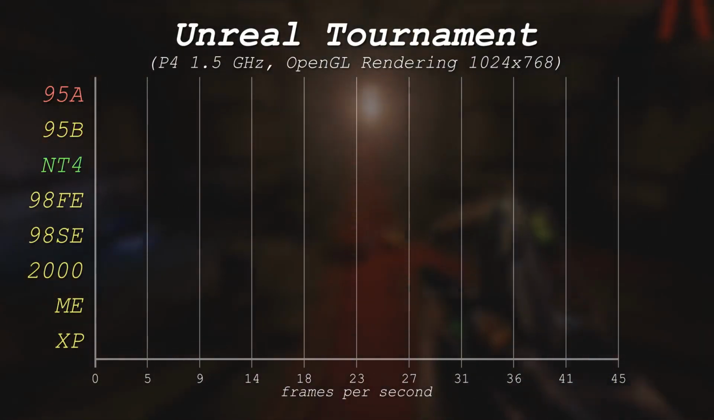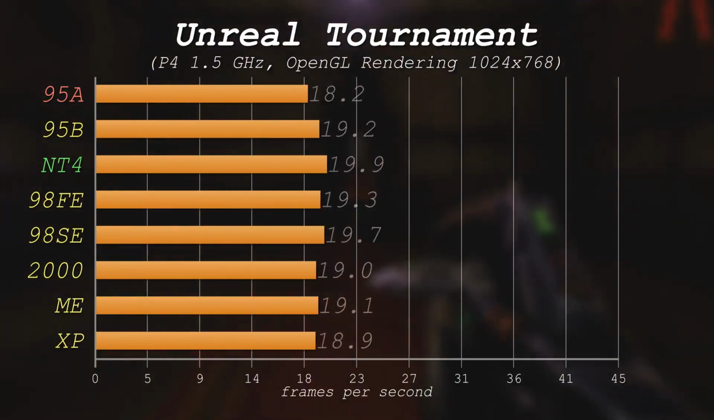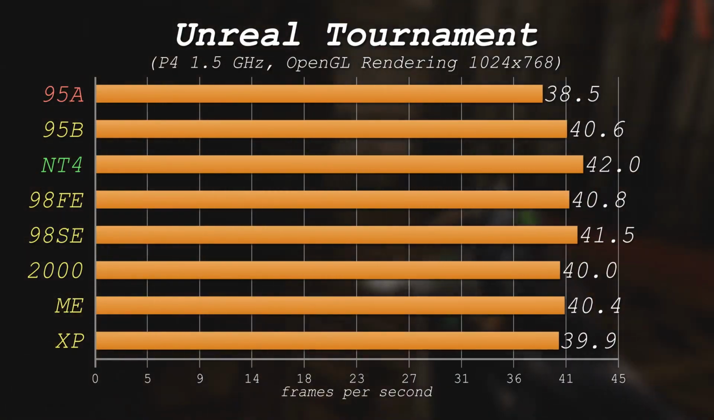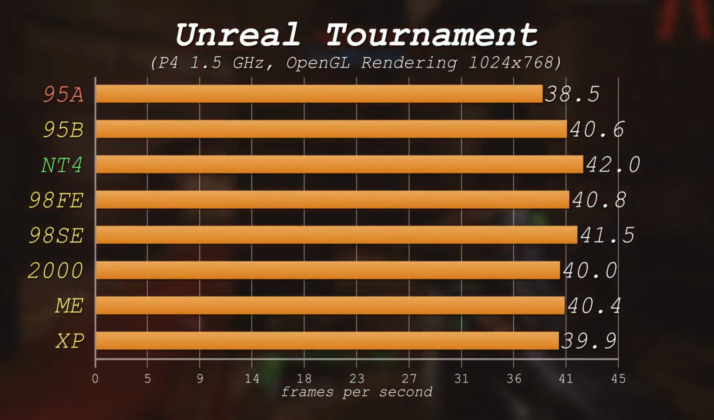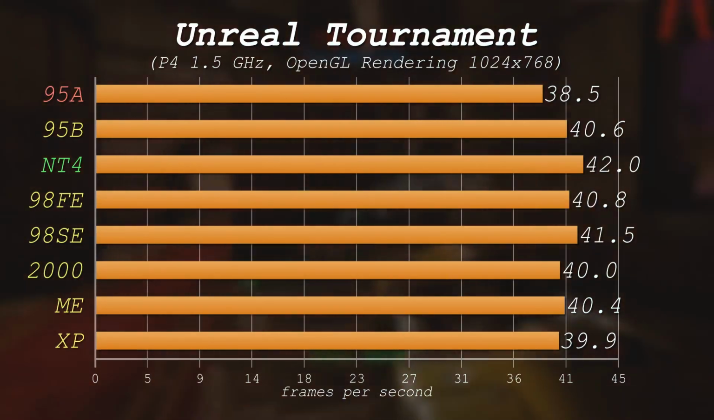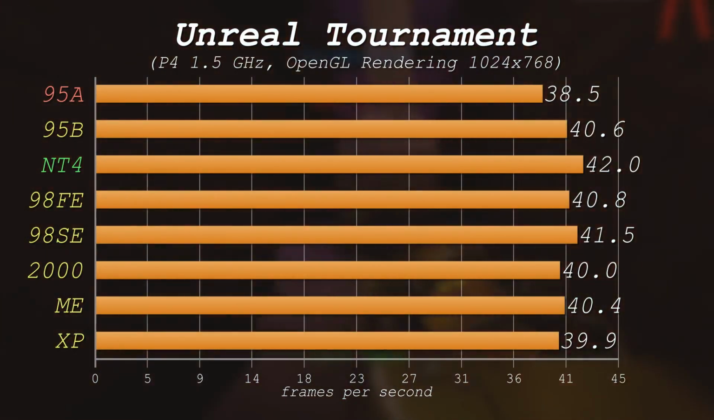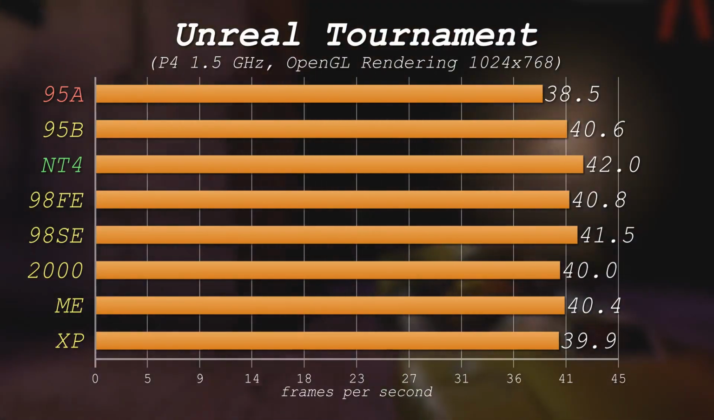Unlike with the other OpenGL games, these Pentium 4 benchmarks hardly stand out from each other. I expected the later versions of Windows to make good use of the AGP bus, but then again, this game does recommend the Direct3D renderer over the OpenGL one.